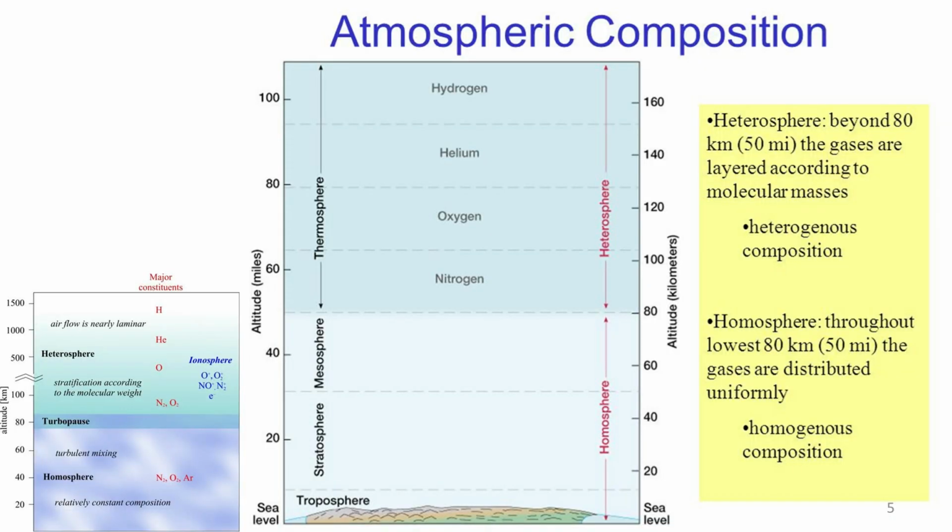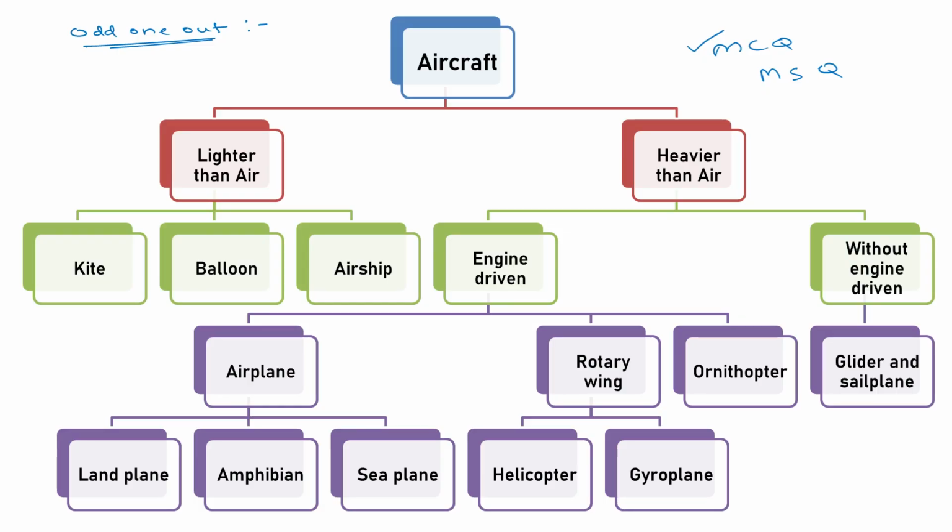Alright. So first we'll see odd one out. They can give you certain options, like one option kite, one option balloon, one option airships, and another option ornithopter. I request others to please kindly mute yourself. When I ask you a question, you can unmute.